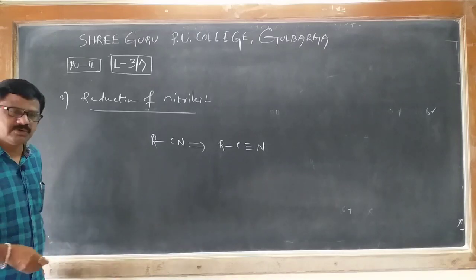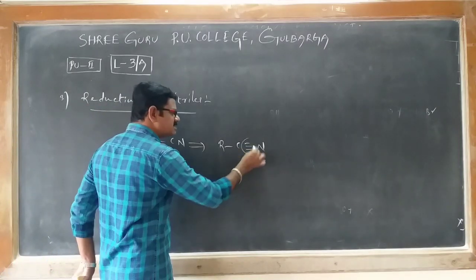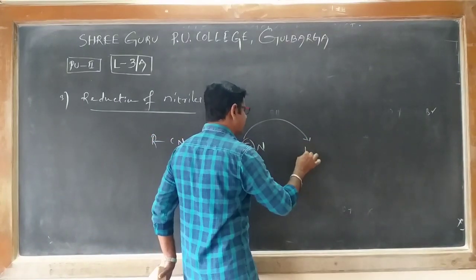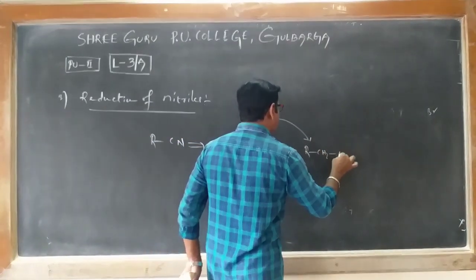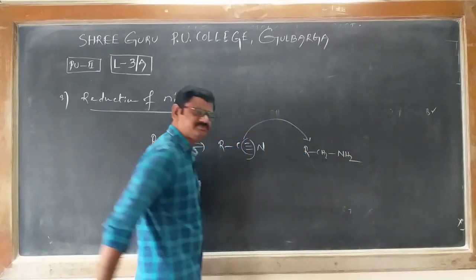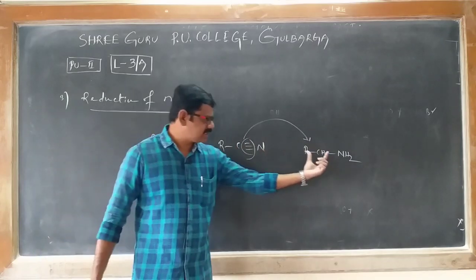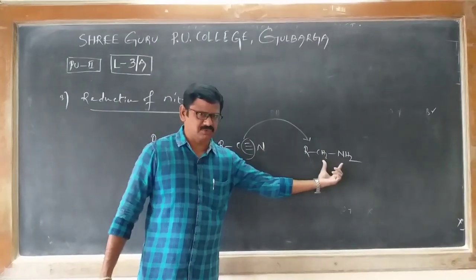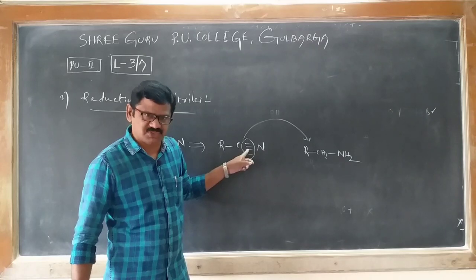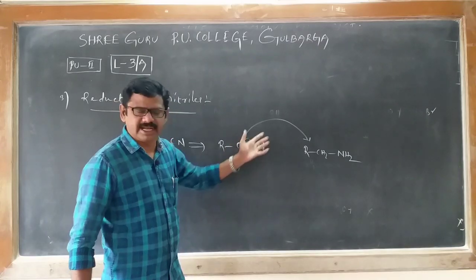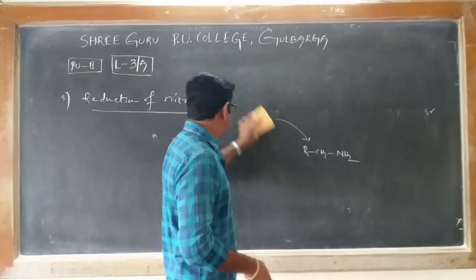Now what do we have to do? We have to do reduction across the triple bond. Our target is this cyanide, this nitrile, which we have to convert to RCH2NH2. Means addition of hydrogen should occur, nothing but reduction should take place. How is reduction taking place? Let's discuss now.